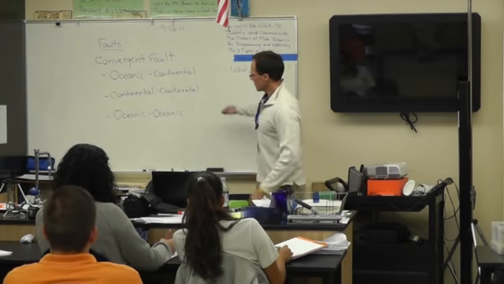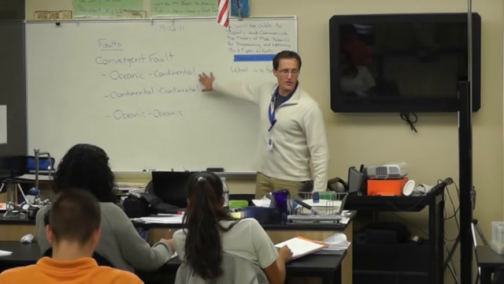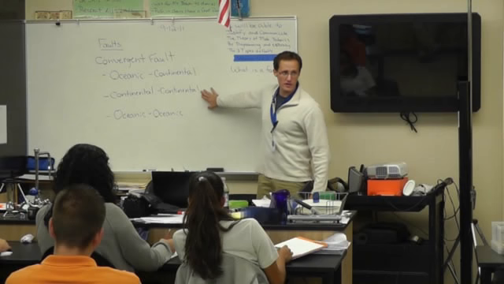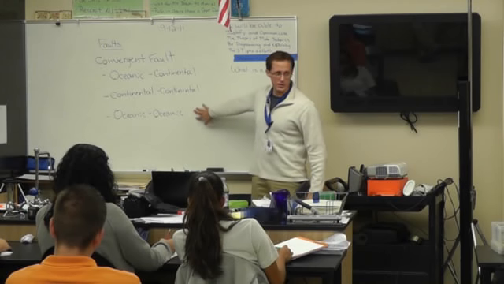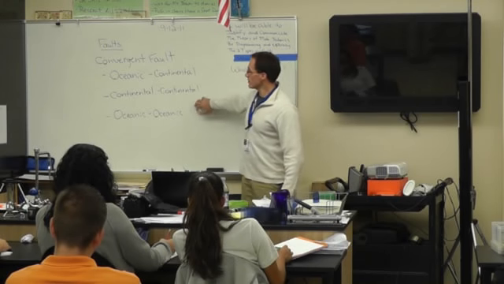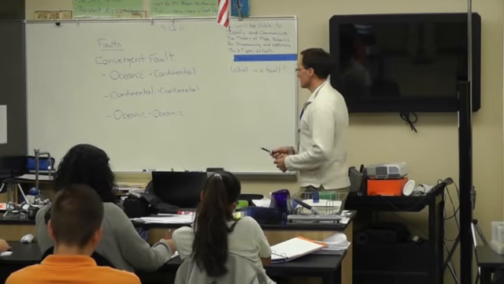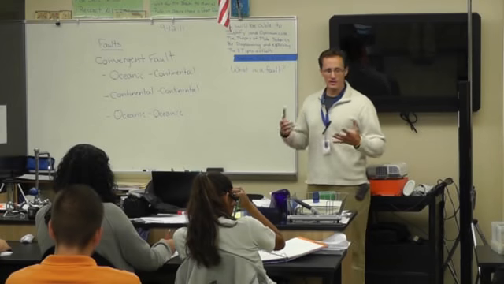So we can have oceanic crust hitting continental, or an oceanic plate hitting a continental plate. We could have a continental plate hitting another continental plate, and we can have an oceanic plate hitting an oceanic plate. Those are the three types of convergent faults. But now let's draw a convergent fault and see what it actually looks like so we know what's going on here.